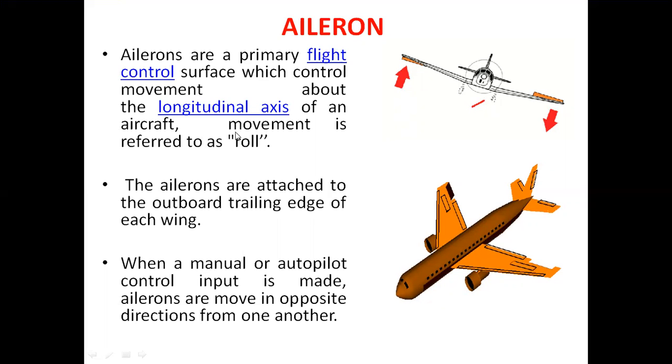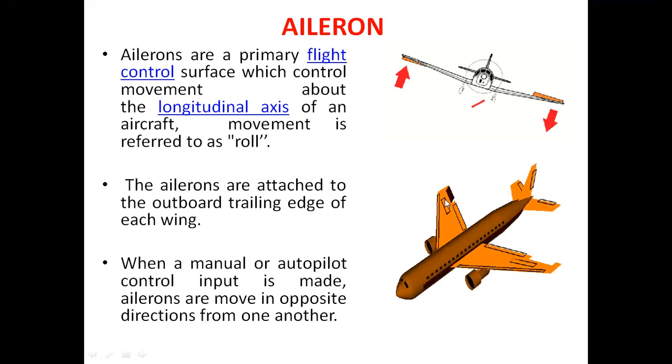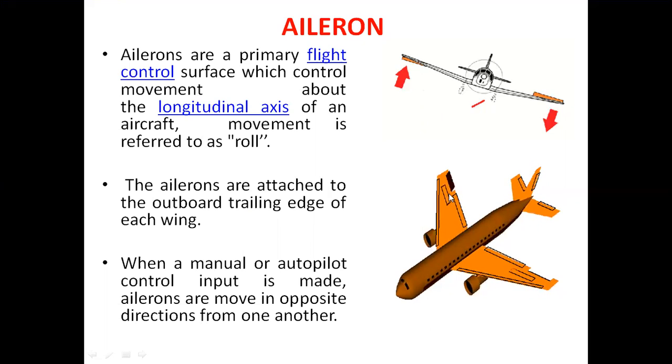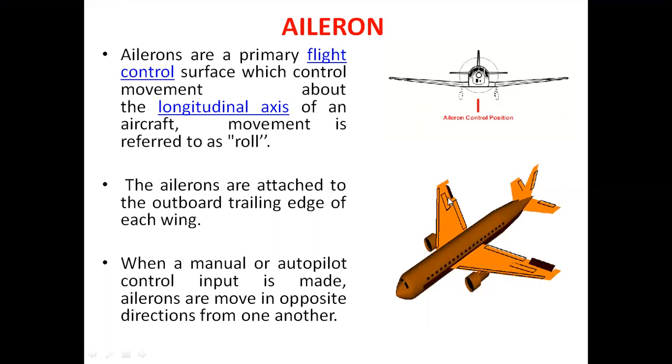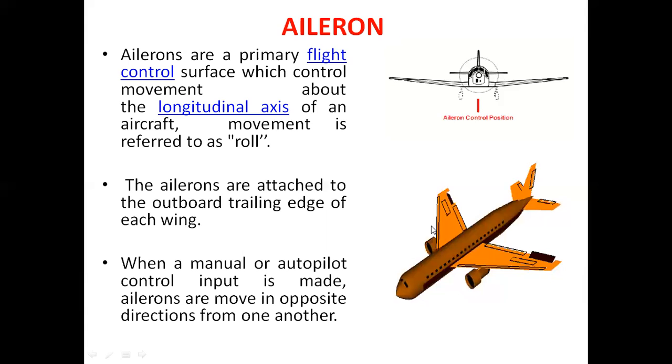So aileron will control the rolling motion of an aircraft. The ailerons are attached to the outboard trailing edge of each wing. Now we're looking at the picture. This is the outboard trailing edge of wing. So ailerons are attached to the outboard trailing edge of each wing.